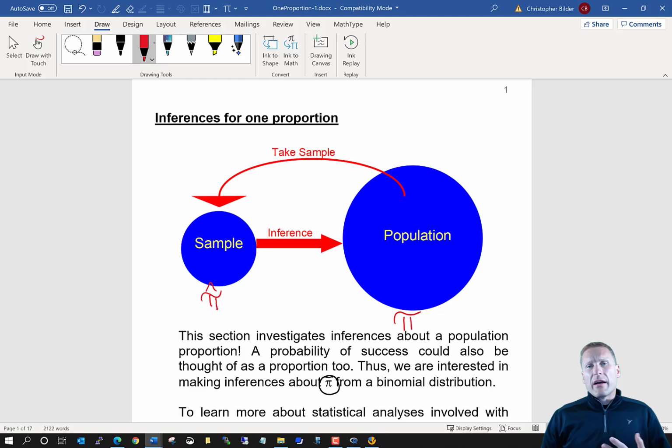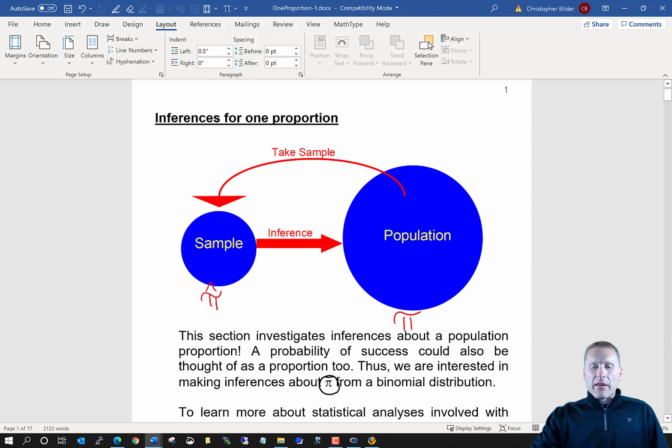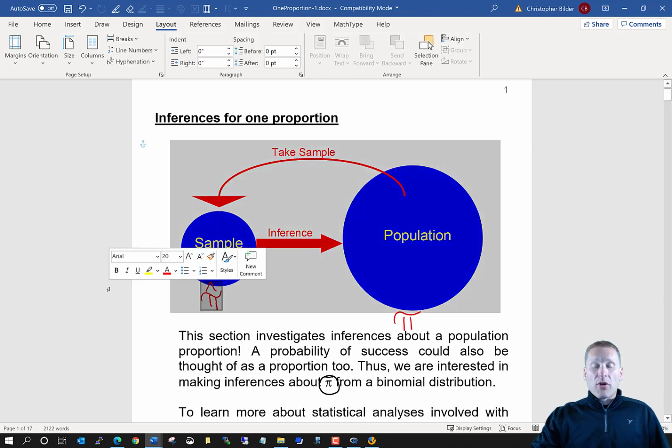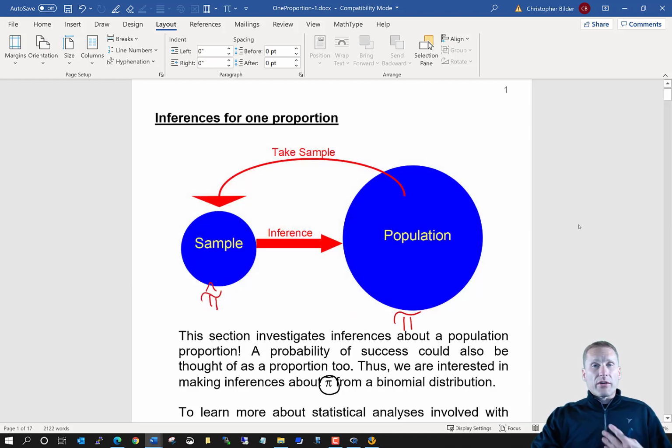I do want to point out that I often will refer to it as the proportion of successes, but it could be the proportion of other things as well. It's just easier to often talk about one aspect like the proportion of successes. And then through using probability distributions associated with pi hat, we're going to draw inferences back to the population for what the true value of pi is.